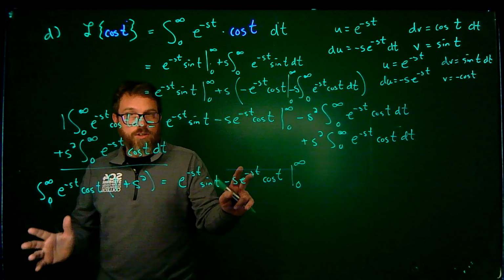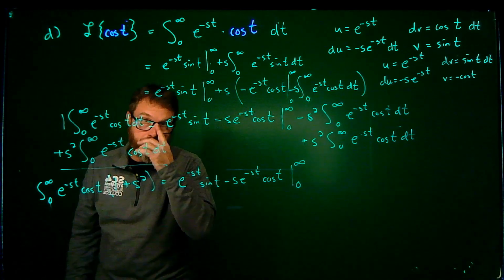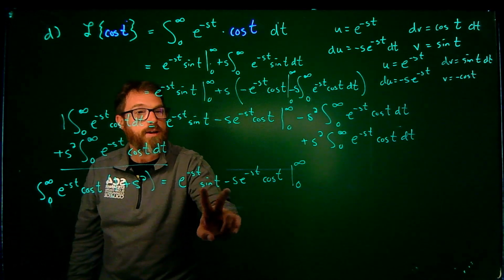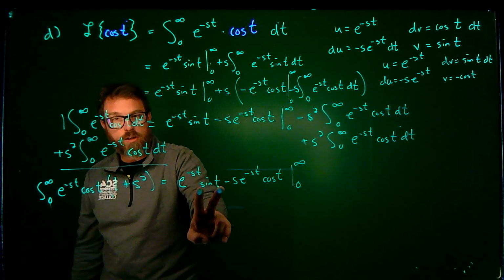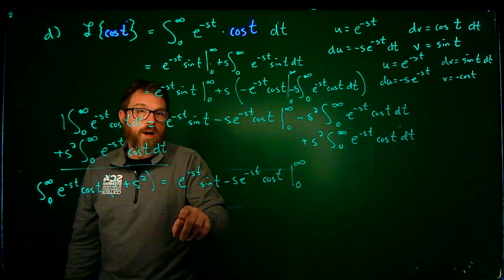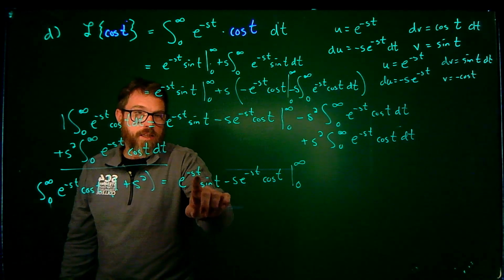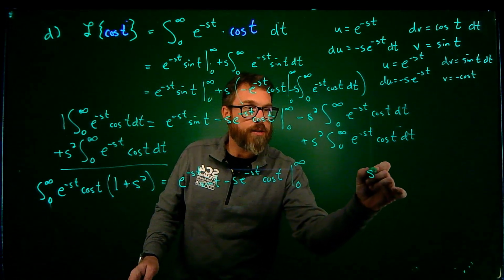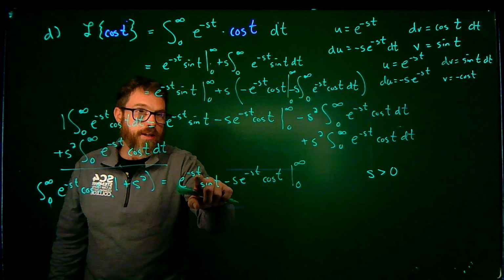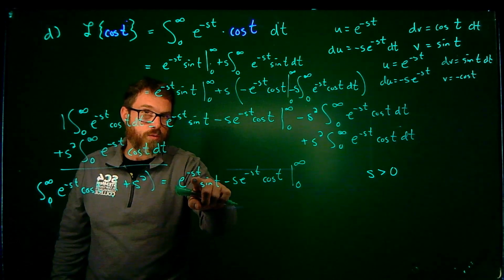So let's talk about what happens when you plug in infinity. For this term, the sine function is a bounded function. It's always going between -1 and +1. And what about this e to the minus st? Well, if I can guarantee that s is greater than 0, then when you plug in infinity, this is going to be e to the negative infinity, which will be 0.